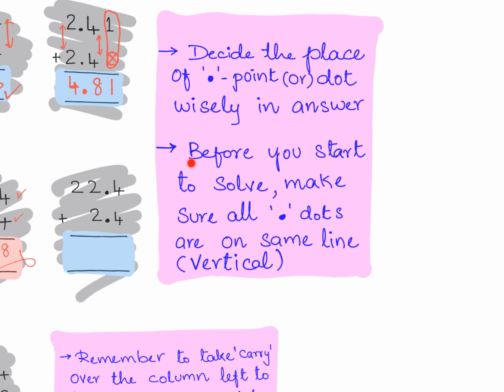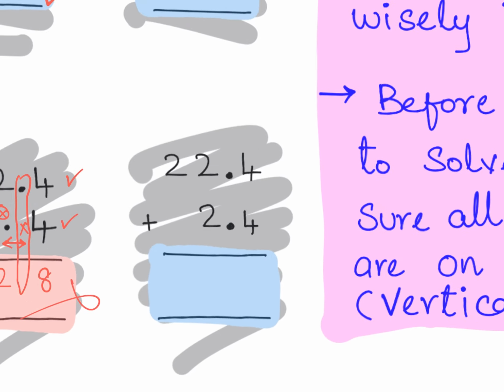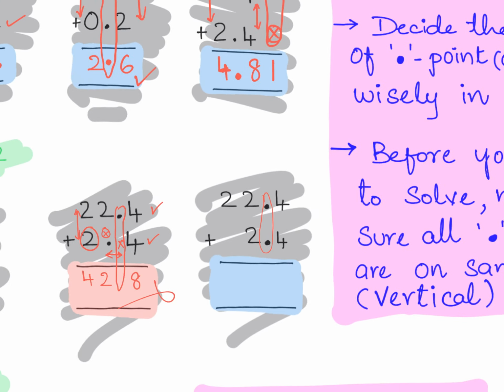Before you start to solve, make sure all dots are on the same vertical line. They must be on the same vertical line. Let's go back to the problem. 22.4 and 2.4. Here the points are in the same vertical line, so we can proceed now. If the points are not in the same line, we need to stop solving that. We need to first arrange, then we need to solve.